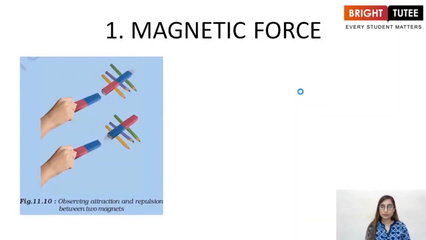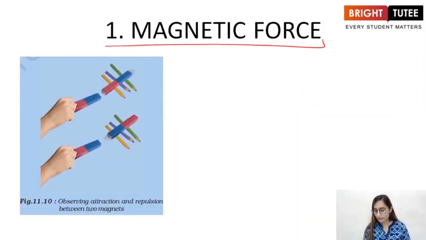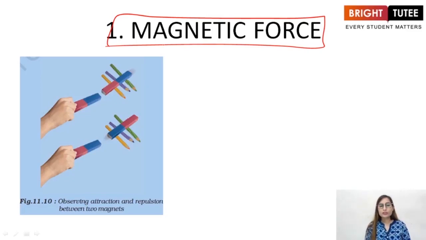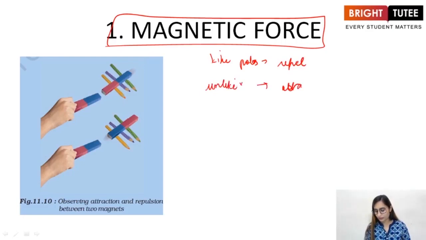So the first kind of non-contact force is magnetic force. What is magnetic force? Basically, students, you have studied about magnets in class 6th in chapter 13, right? Fun with magnets. You already know that like poles repel each other, right? And unlike poles attract each other, right? We already know the rule that unlike poles attract each other and like poles repel each other, right? So what happens when you bring like poles near each other? They will repel, right?